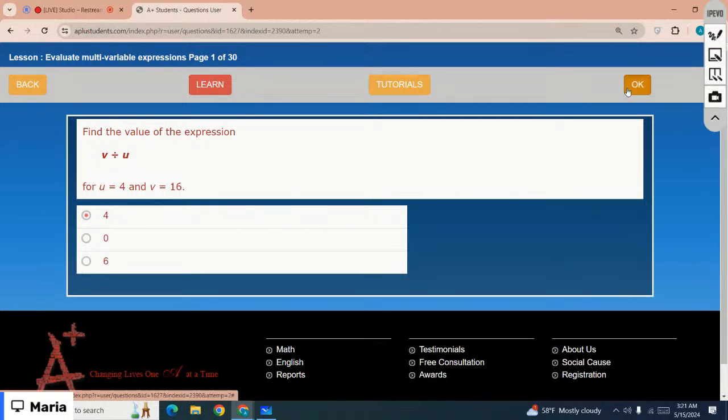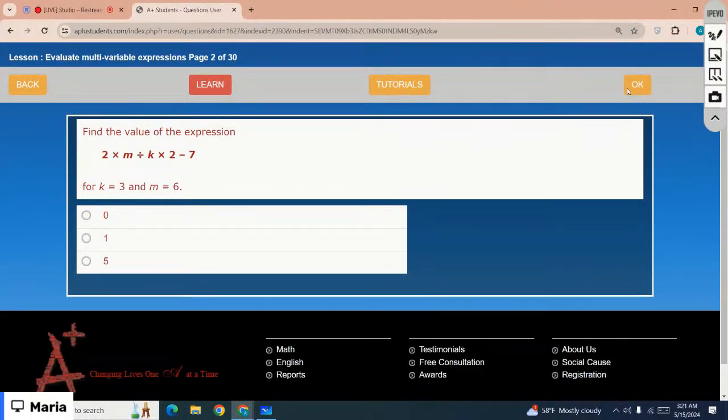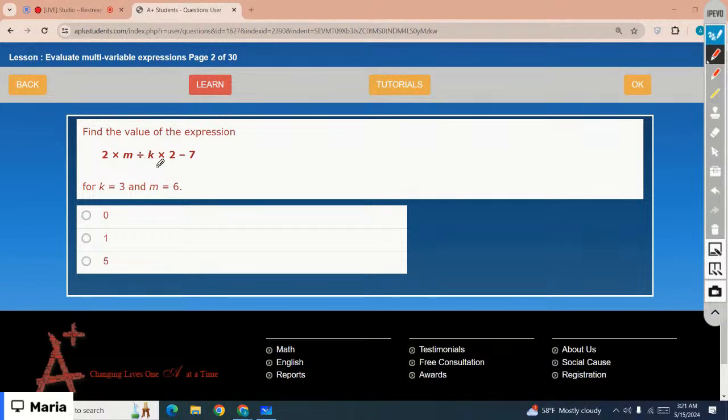Okay, the next one is find the value of the expression. So you are given 2 times m divided by k times 2 minus 7. So you are given the values k equals 3 and m equals 6. So simply replace the values. M is 6, k is 3.